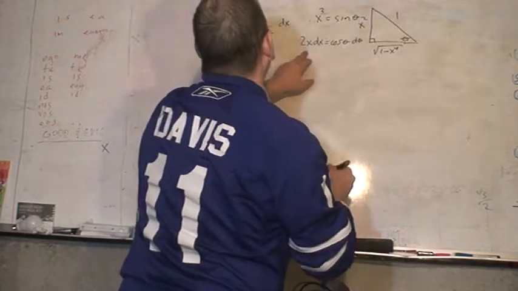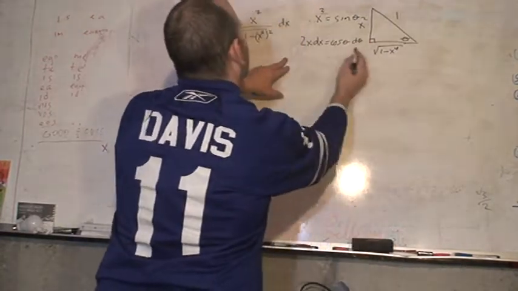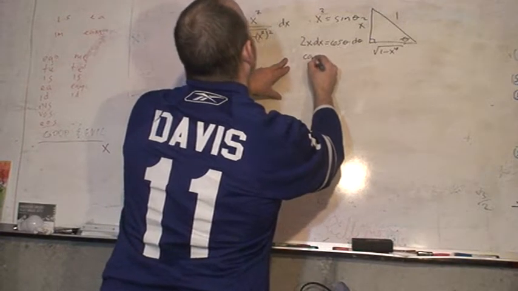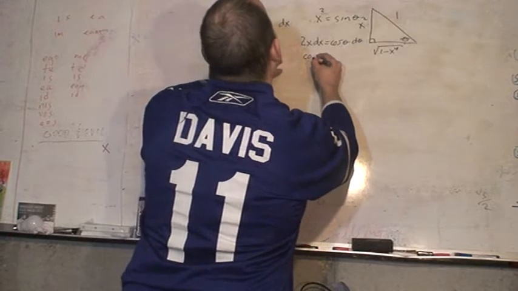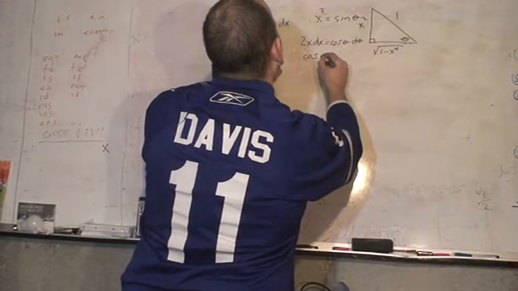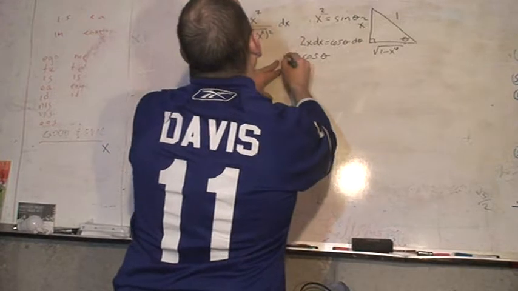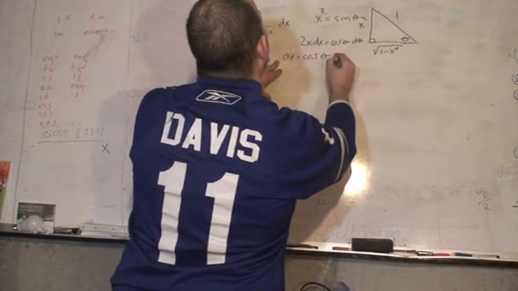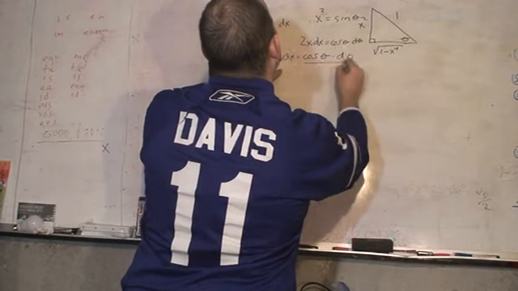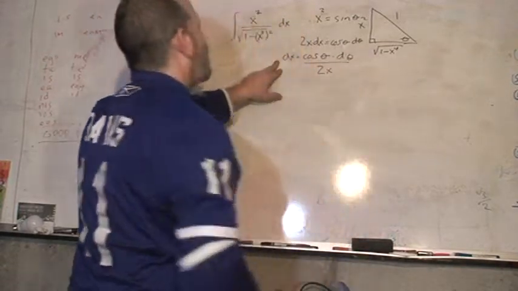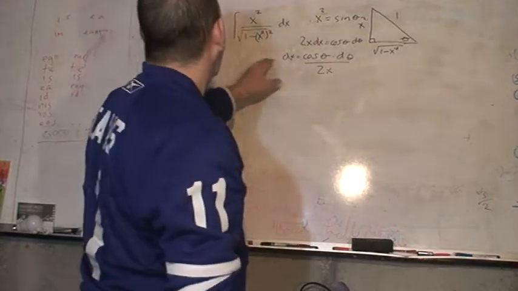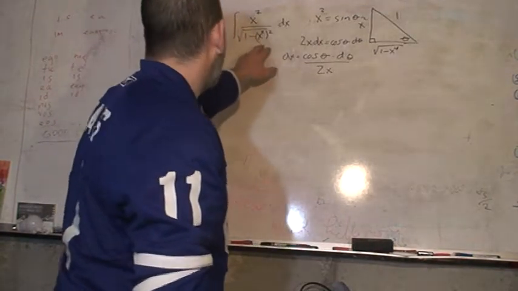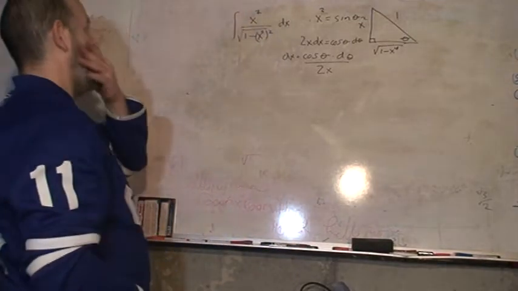Now we're going to solve for dx. It's going to be equal to cos theta, d theta, all over 2x, right? Now we're going to take this stuff. We're going to substitute everything into here, okay?